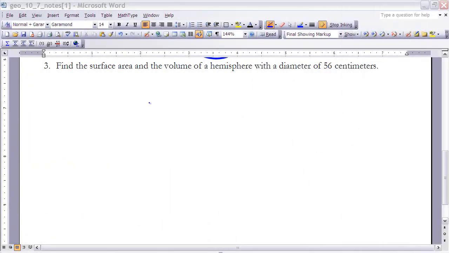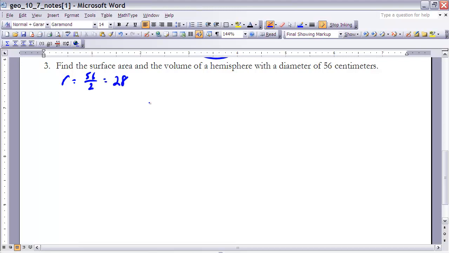Number 3 asks us to find the surface area and the volume of a hemisphere. Remember, a hemisphere is half a sphere, with a diameter of 56 centimeters. Whether we're finding surface area or volume, in both cases we need to know the radius. So the first thing I'm going to do is use the diameter to help me find the radius. The radius will always be half the diameter, so it's 56 divided by 2, which is equal to 28. So the radius of this is 28 centimeters.